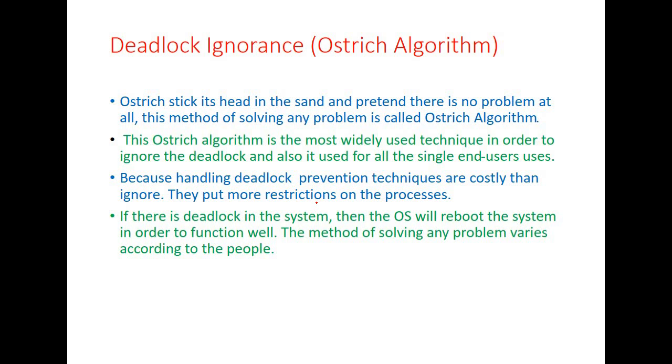Because handling the deadlock prevention techniques is more costly than ignoring the deadlock. They put more restrictions on the process. That is the reason we ignore the deadlock and let the system enter into the deadlock state. Then we apply some technique for recovering from the deadlock state. If there is a deadlock in the system, then the OS will reboot the system in order to function well. The method of solving any problem varies according to the people. So that is the technique used in deadlock ignorance.